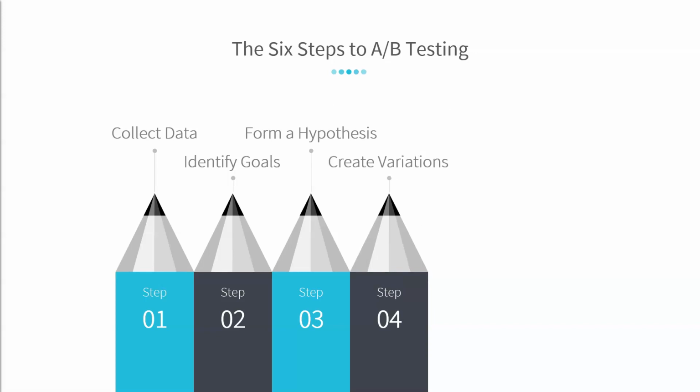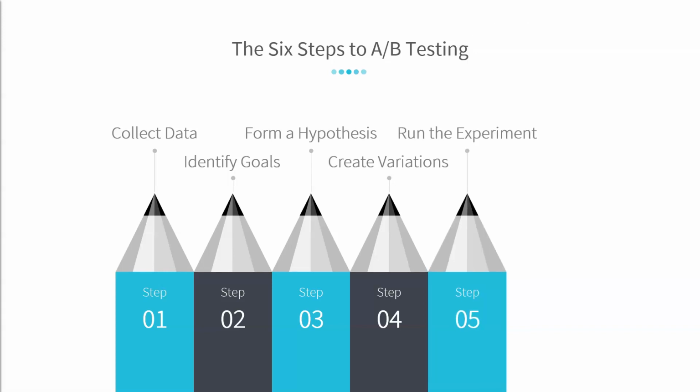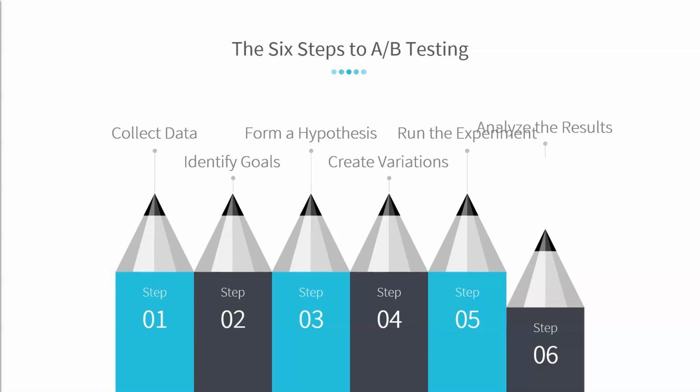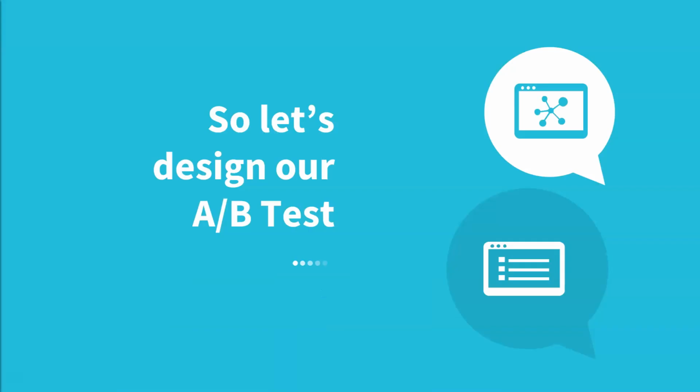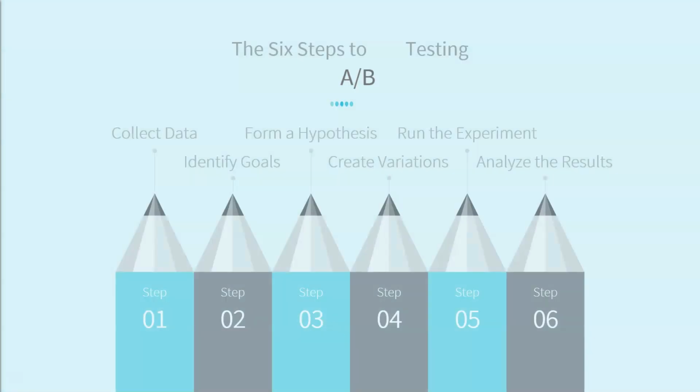4, create variations. So you have your control version, the current version of your website, and you have the new version of your application that you want to get out there. You need to actually code the thing, right? This is the actual coding part. 5, run the experiment. So once you have your variations built and you're ready to launch your test, you launch it and you start gathering data. So users are now being assigned variations, getting experiences, and you're collecting that data. And then finally, analyze the results.